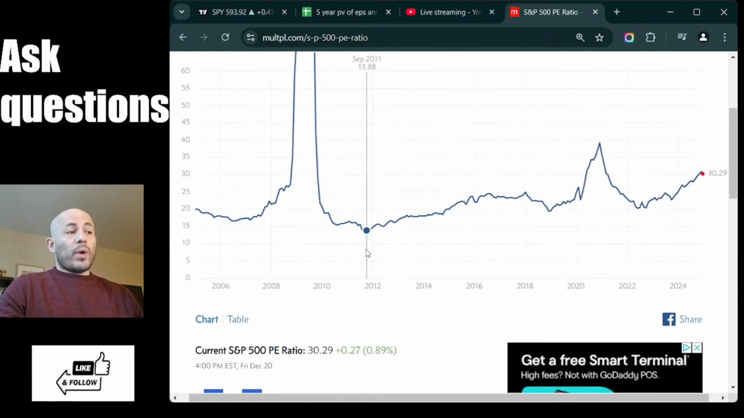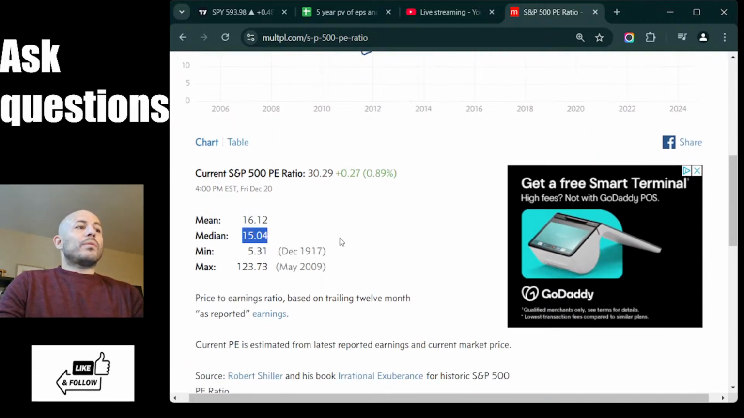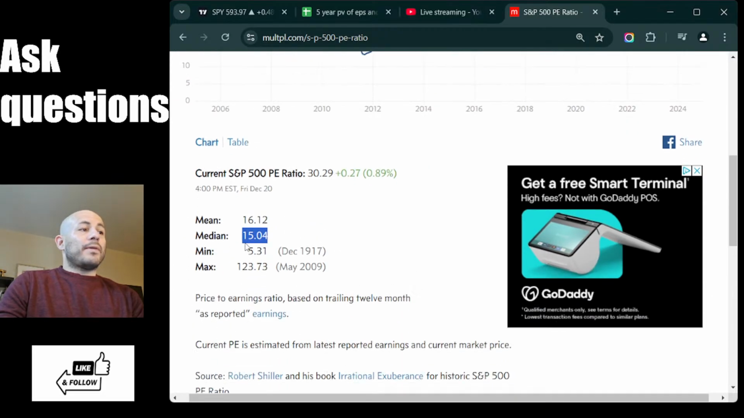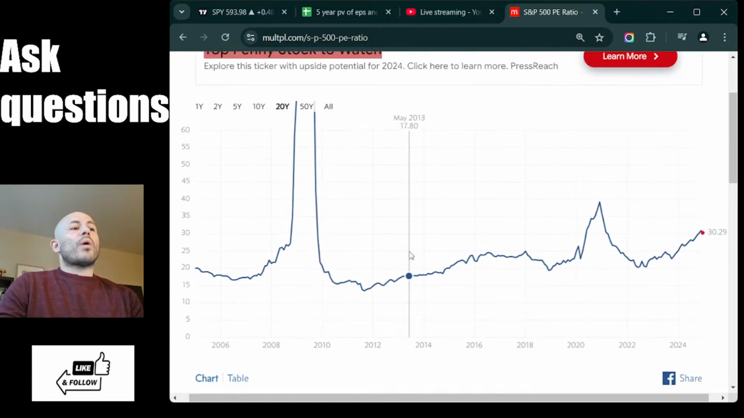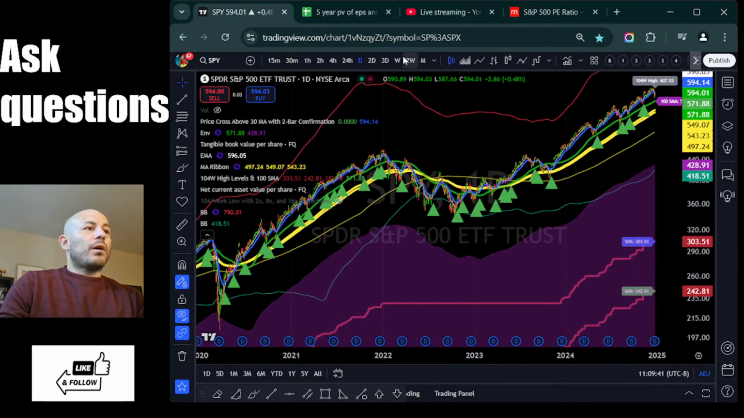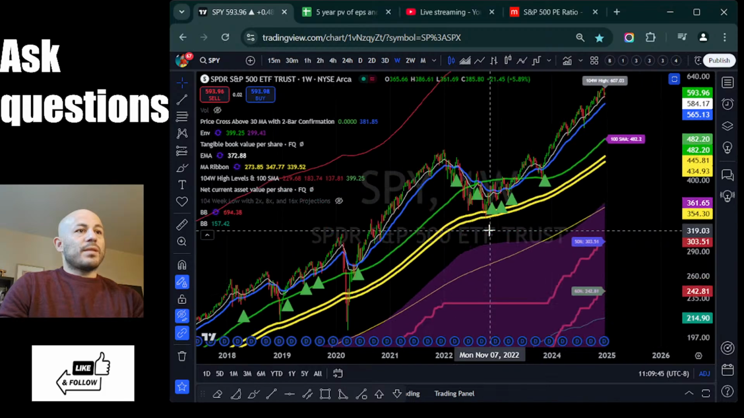Right now it's twice that level. We are twice the historical median PE. Buying at 15 and 16 PE on average is fair, and we are twice that fair PE. So that's one of the reasons why I'm eager to be bearish on the S&P. This is the S&P right here.